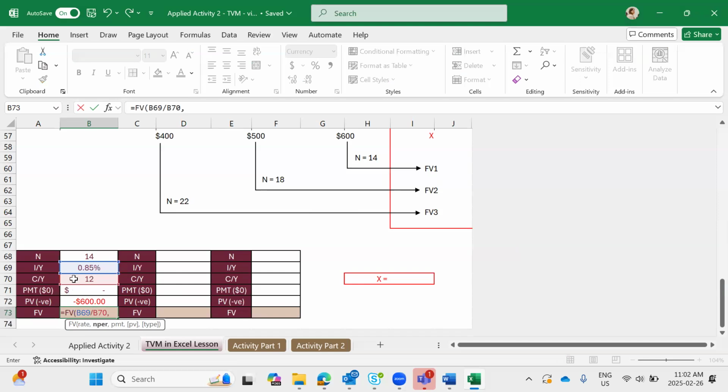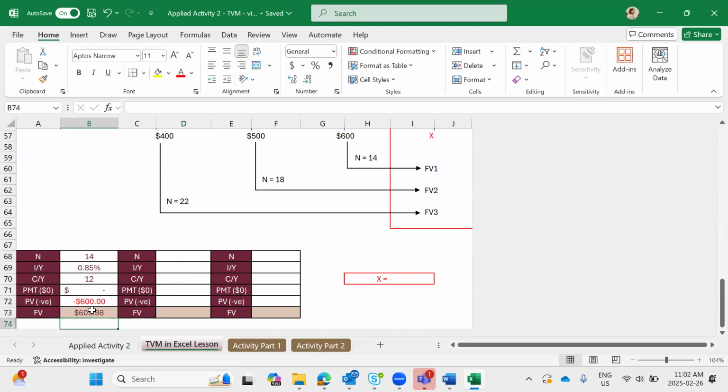Then, if I want to find the future value, I just put everything into my function. The rate I have to divide in Excel, that's my N, my payment, my present value. And there we go. That's now the future value calculation. Then I go on to the next one. FV2 I said was the one that went with the $500. The IY for that stays the same, CY stays the same, payment stays the same. The present value changes to only $500.